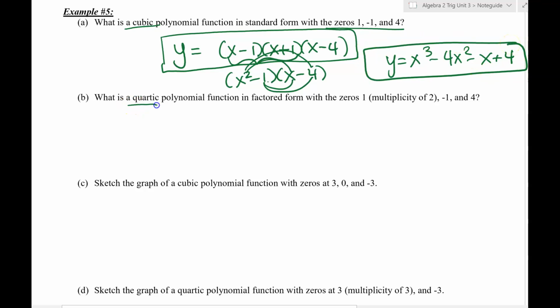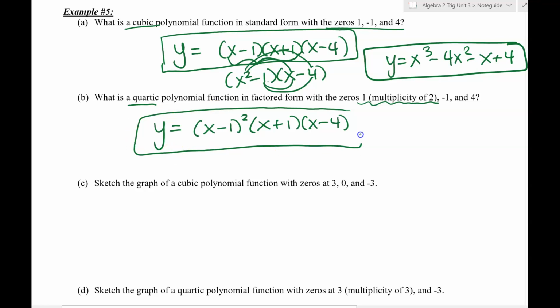The next one, it looks very similar, same zeros, but it has a quartic, and this 1 zero has a multiplicity of 2. So this factor of x minus 1 will now be squared because of that multiplicity. My other factors, and I don't need to put anything else in here because this does make a quartic when I have that power.